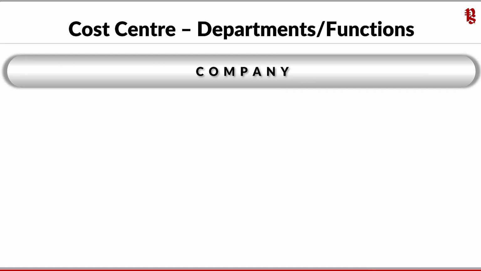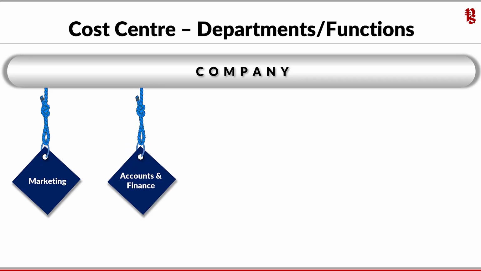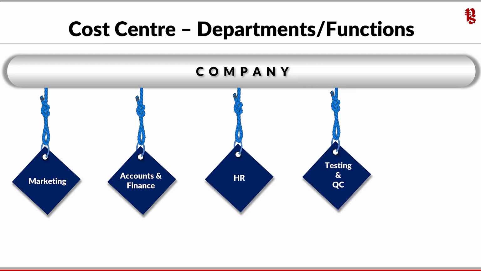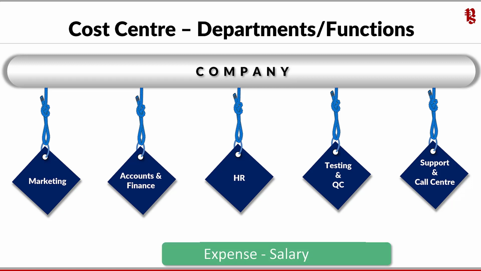If you take an organization or a company, there are various departments. For example, you have the marketing department, accounts and finance, HR department, testing and QC department, and support and call center. These are the various departments in an organization. If the organization wants to start tracking the cost for each of these departments, which, if you notice, are not directly contributing to the revenues of the organization, let us take an example that the company has spent money on paying salary to the employees of these various departments. Let's say a salary of 10 lakh rupees has been paid for this particular month.